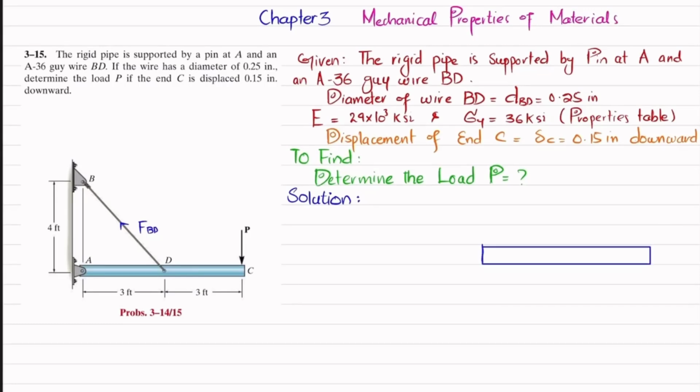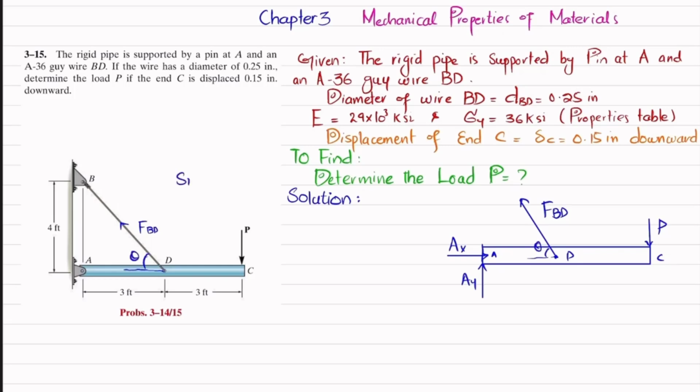Clear? This is point A, where when you remove this pin support, you will have a reaction force in the horizontal direction as well as a vertical force in the upward direction. This is point C, where we have a point load P, and this is point D, where we show the effect of this wire BD on this pipe, and let this force be FBD. Now you can see that FBD is making an angle theta with the horizontal. So let this be the angle theta.